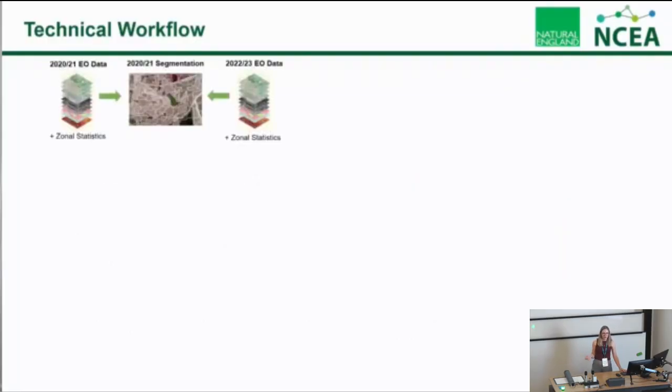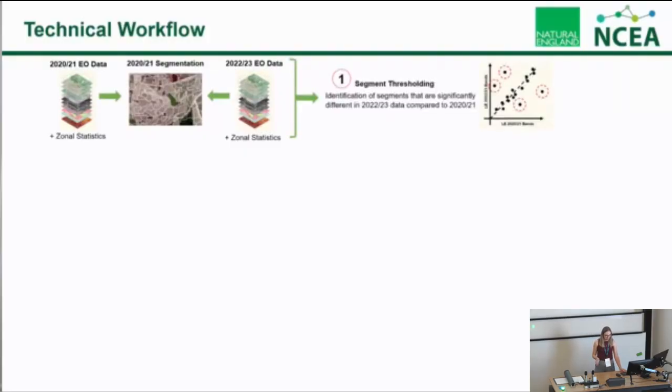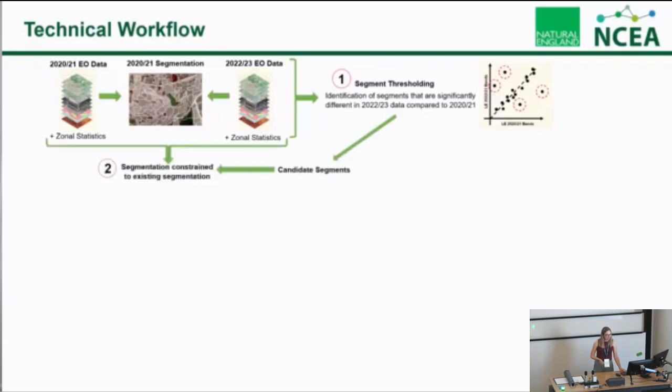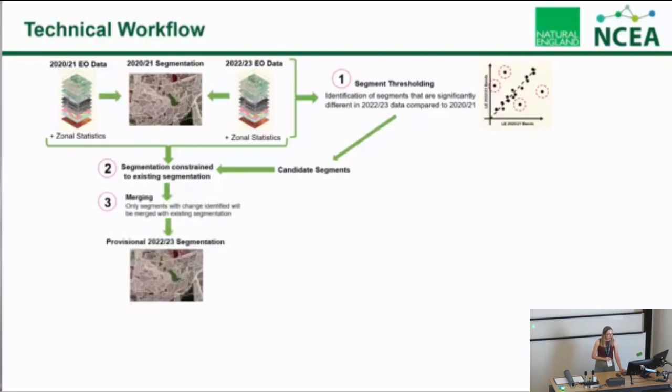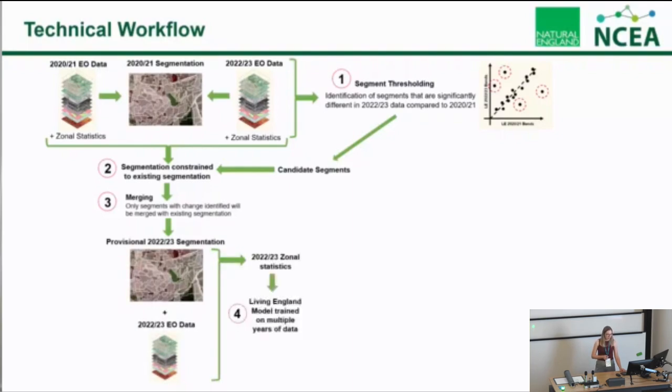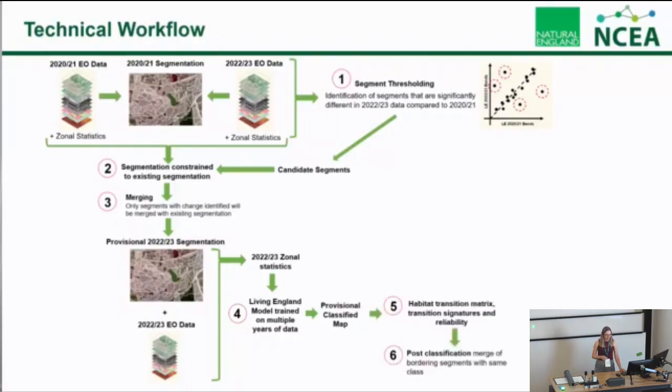So we've taken both years of data and put it into 2021 segmentation, done a thresholding to produce candidate segments. These segments are then put into our segmentation method to constrain it, then merge and to produce our provisional segmentation. Apply this to 2022-23 data to get our zonal statistics and the Living England model trained on multiple years, to get the provisional map and apply the ecological knowledge to the map, post-classification, and then this produces our map.